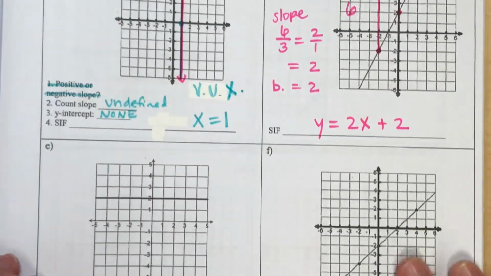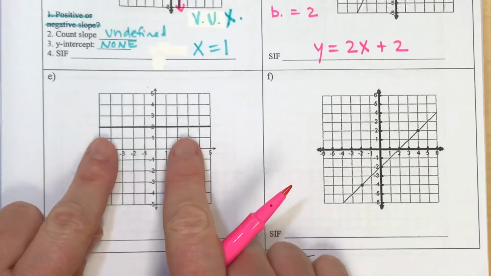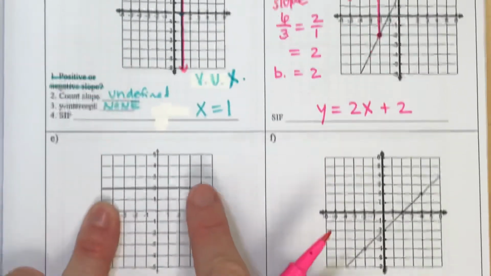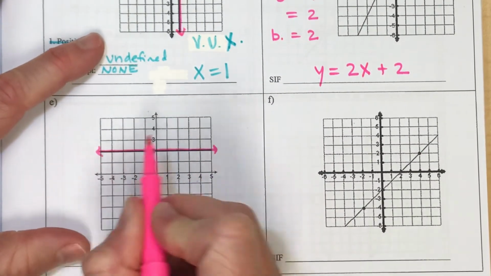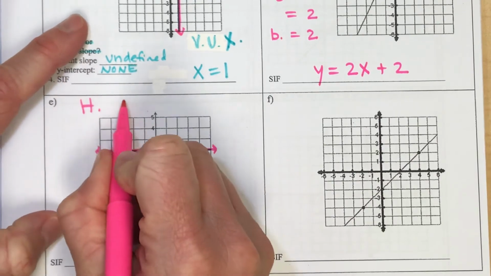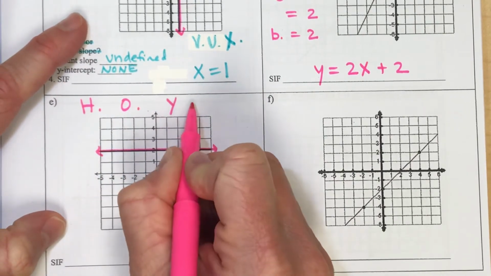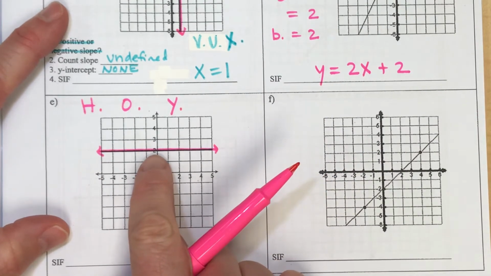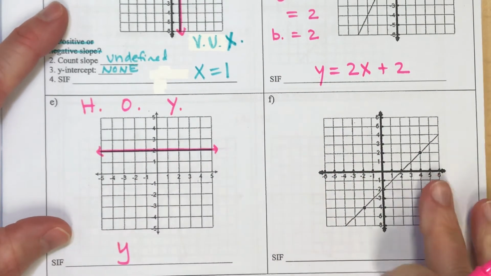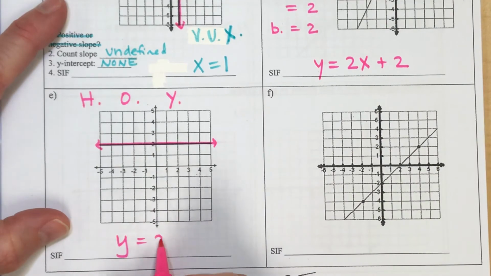And then these last two, let's see if I get this one right. Hopefully I can get this one right. This is a horizontal line. Horizontal lines have 0 slope, and the equation is y is equal to a number. That's what that HOY phrase stands for. And I know that y number, it's y is equal to the number 2.